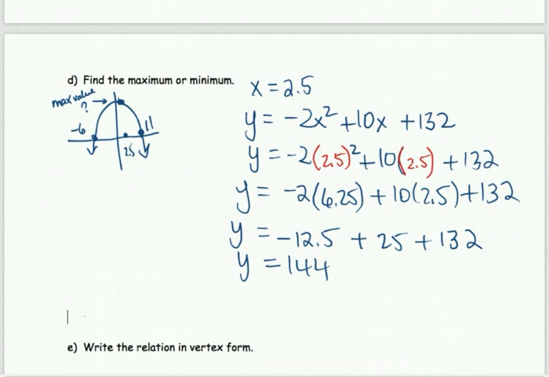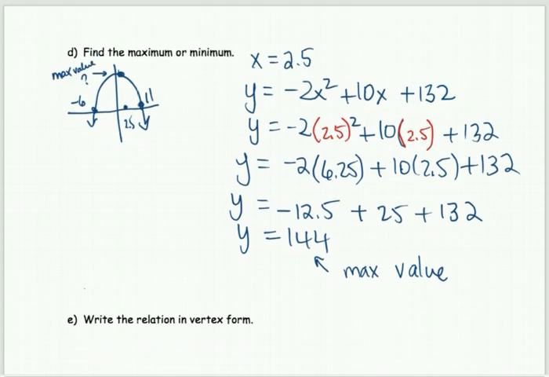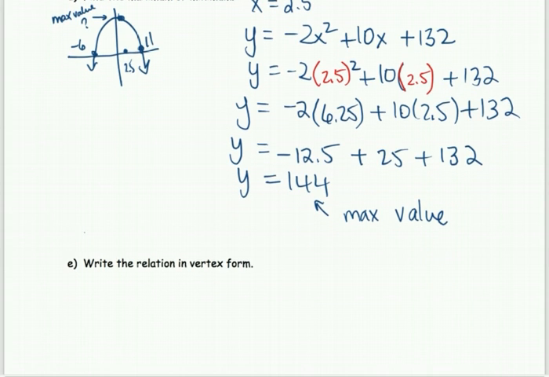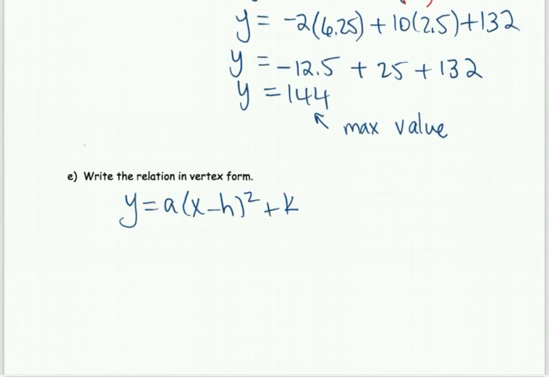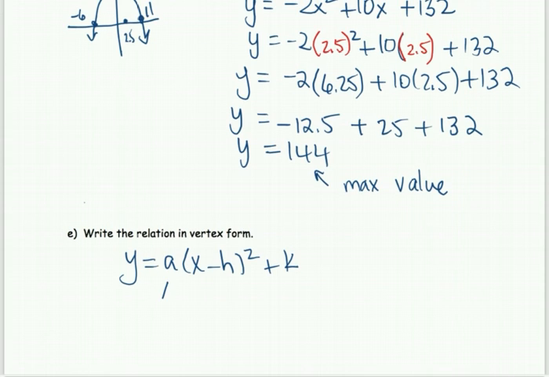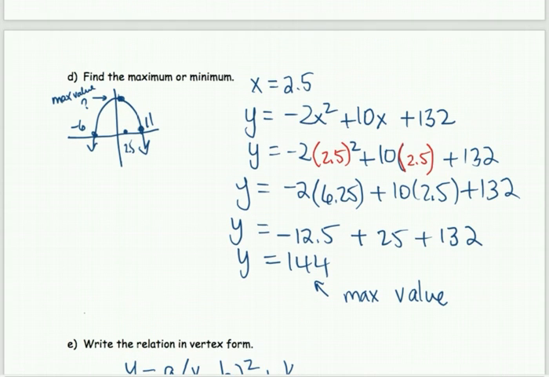Just write that. That's the max value. All right, last one. Write this equation in vertex form. Here's the vertex form again. We need the 3 letters filled in, H, K, and A. We know A already from the original equation.